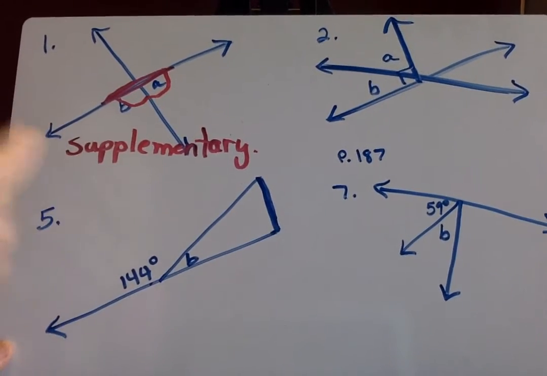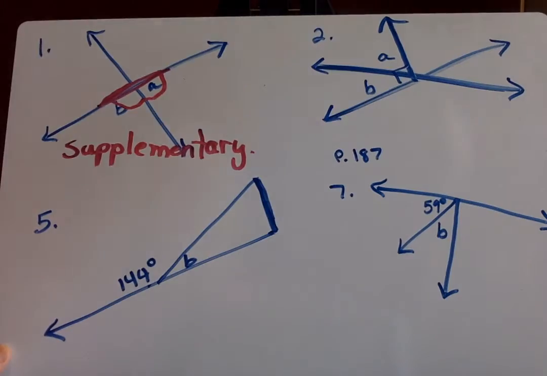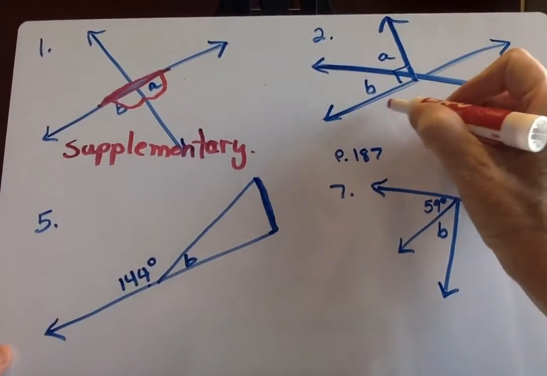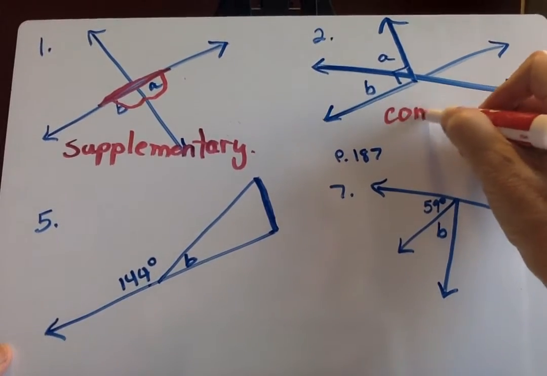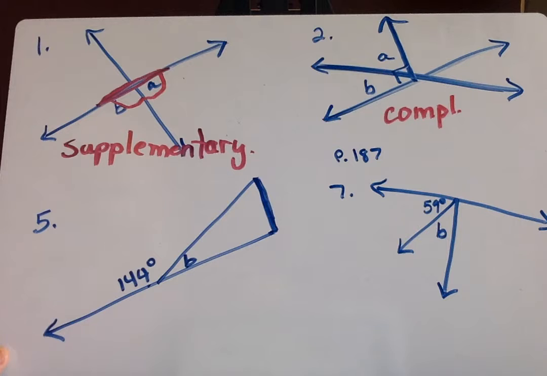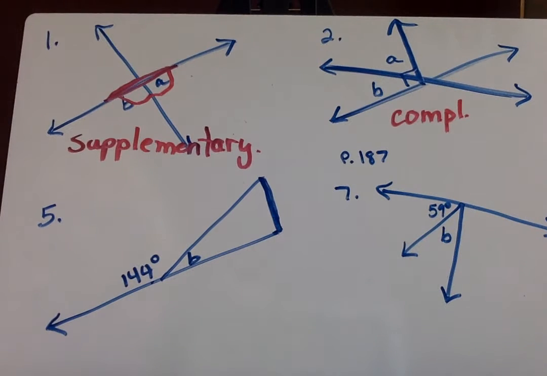Okay. All right. Number two, A and B. See how it forms a corner right there? So this is going to be complementary. And I'm going to abbreviate it complementary. Okay. Number 5, you can do 3 and 4. Pause the video if you need to.